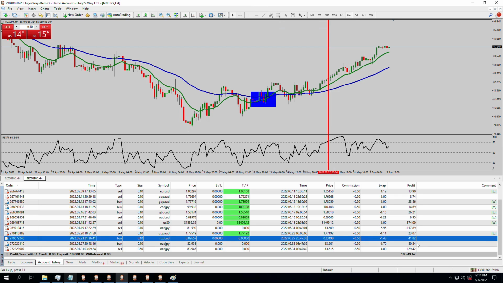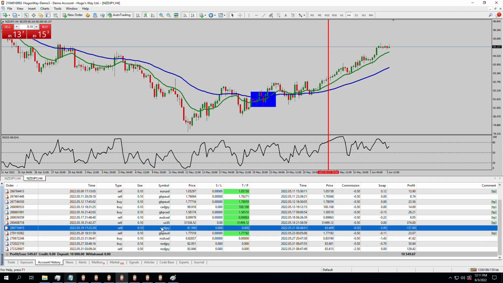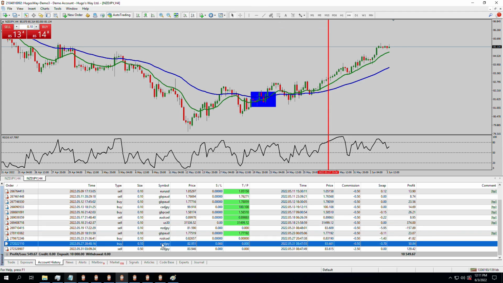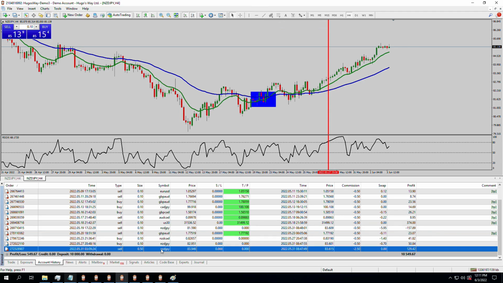$41.82. Now you can also see that the NZD JPY trade closed out, and I ended up needing three trades. And I'm going to show you the specific mathematics there. The original trade was a $157 loss, and then the next two trades I had a $50.84 profit and a $129.42 profit.